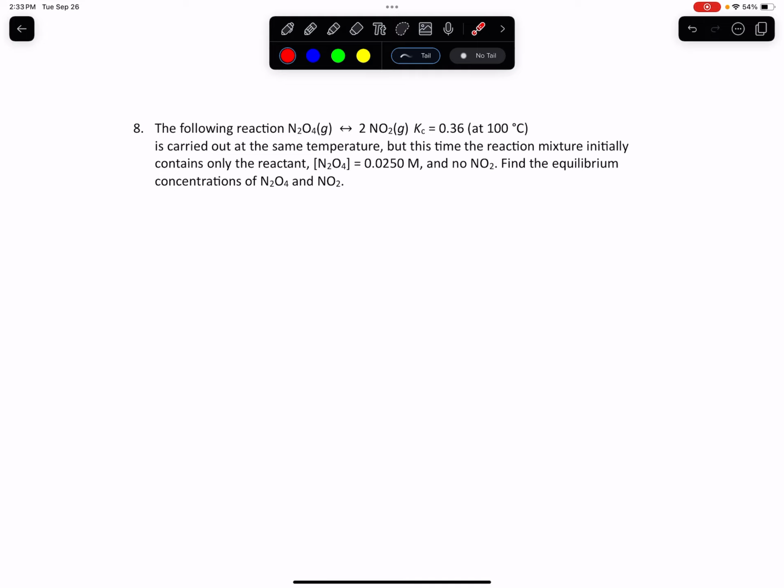So what we need to be concerned about is that initially, we have only the reactant and the concentration is given to us, and there's no NO2. We need to find the equilibrium concentrations of N2O4 and NO2. So let's try to put this down in the form of an ice table. So let's go ahead and write our reaction out first.